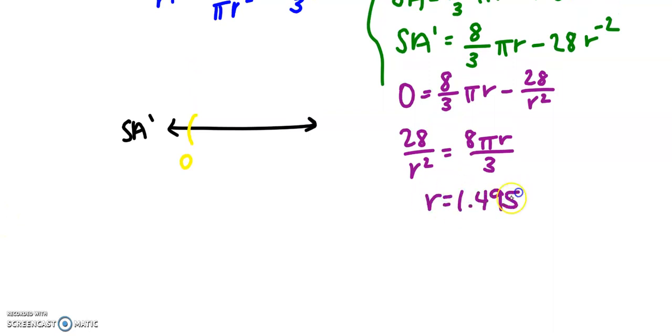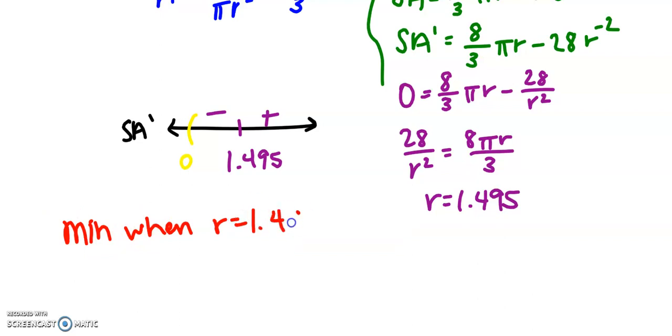1.495. So I chose to round, right? Because I'm going to end up taking a cubed root of pi in there. So r equals 1.495, put that on a number line, make sure that I actually am getting what I want to get, and I get a minus and a plus when I test into the first derivative. So I end up with a minimum surface area when r is equal to 1.495.